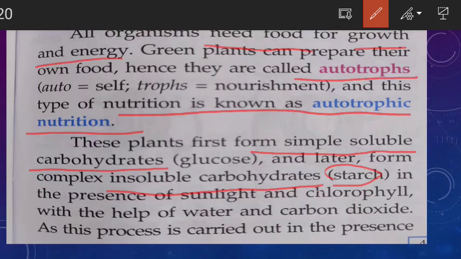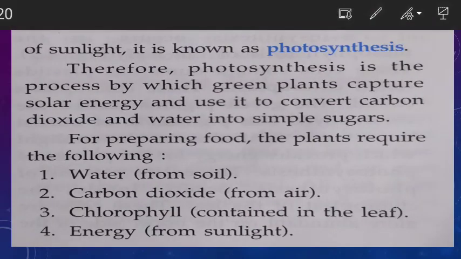So, plants first form simple carbohydrates, means glucose, and then they form insoluble carbohydrates, that is starch, in the presence of what? Sunlight and chlorophyll, with the help of water and carbon dioxide also. And as this process is carried out in the presence of light, that is why this process is called what? Photosynthesis.